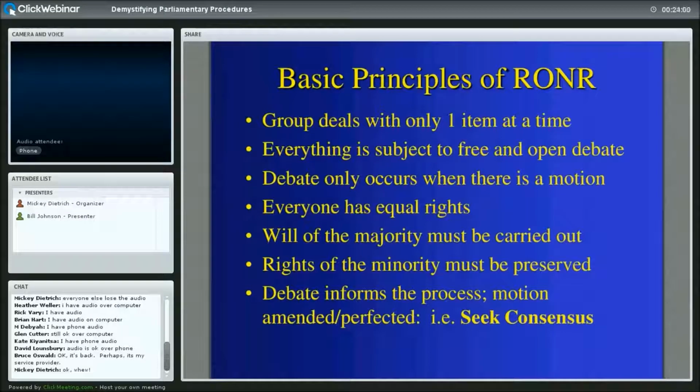All right, so those are the underlying principles of the thing. Everybody can engage. We're going to do what the will of the majority is. We're going to have a vigorous debate that's going to inform the membership to create that will of the majority. Nowadays we generally call it consensus seeking. Robert's refers to it as perfecting the motion.